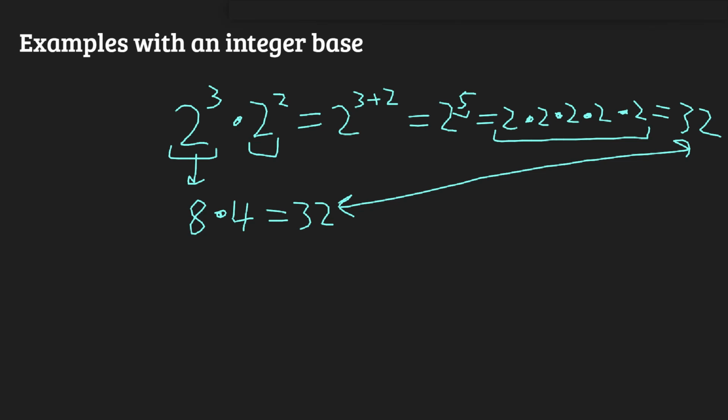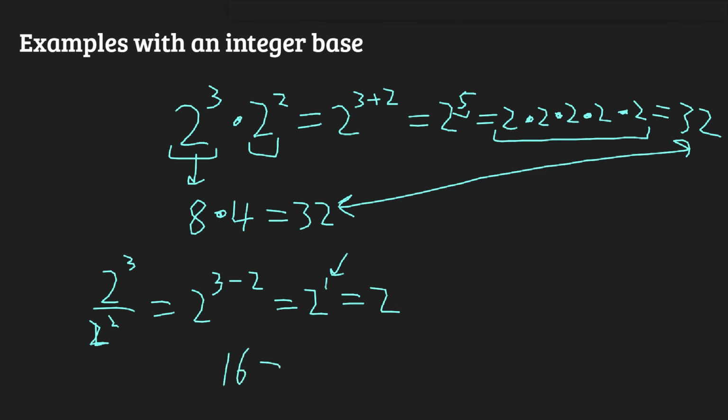Now, when we divide, let's use the same values: 2 to the 3 divided by 2 to the 2. This is equal to 2 to the 3 minus 2, which is equal to 2 to the 1. And whenever we have something to the power of 1, that is just equal to the value we're putting to the power of 1. Usually we just write 2, or whatever the value is. So let's say we have 16. 16 is actually equal to 16 to the power of 1. We just don't write that 1 there.